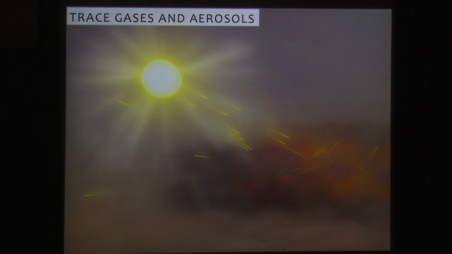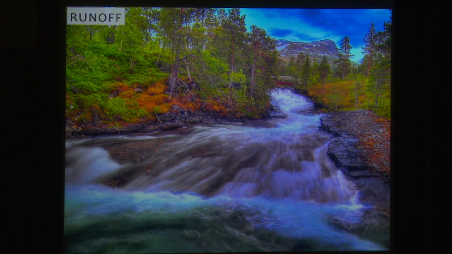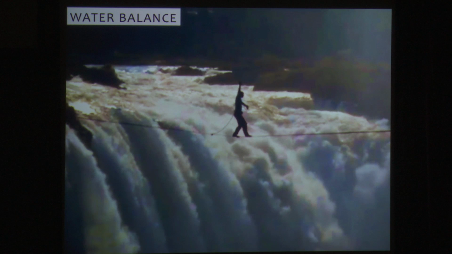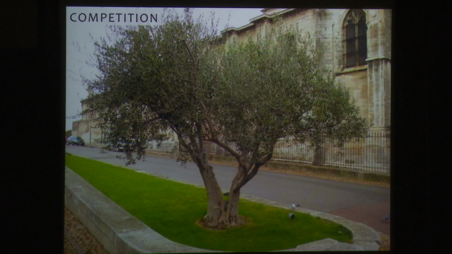And then the trace gases and aerosols, like the woman at the back was asking about. Another process of ecosystems also influencing climate and weather. Runoff, how is water distributed, available to us? How is it routed over the landscape and as this changes? And then, of course, all these water components have to balance each other. Again, not a picture of water balance, it's just a guy balancing over water. But if you don't have that water balance right, you'll end up having too much water in one place or another.